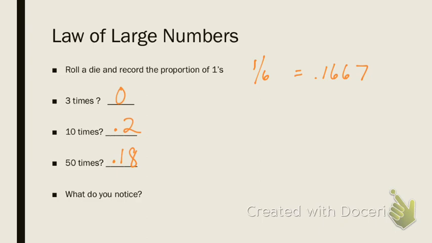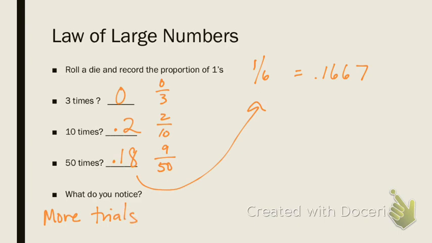How did you get the decimals? You just divide. So I got 0 out of 3, I got 2 out of 10, and then I got 9 out of 50, which these are the decimals that it gave me. So what do you notice is happening the more times that I'm rolling the dice? It's not becoming more normal, but it's coming closer to the actual. So the more trials, the closer to the actual proportion.